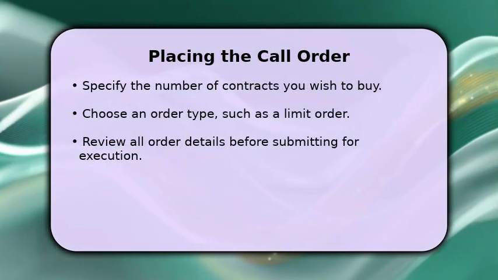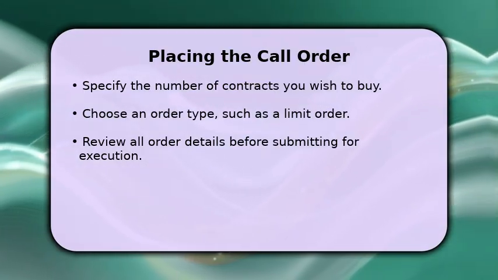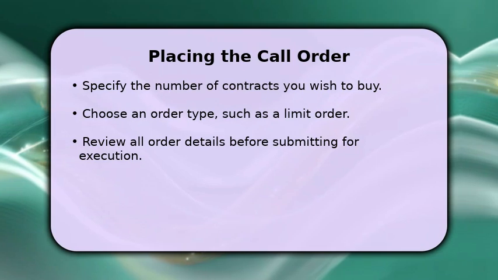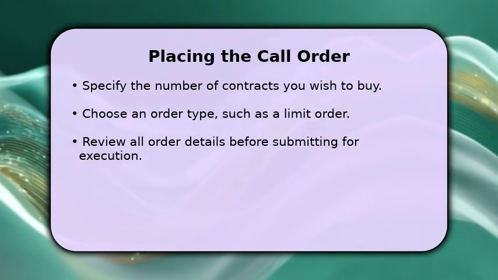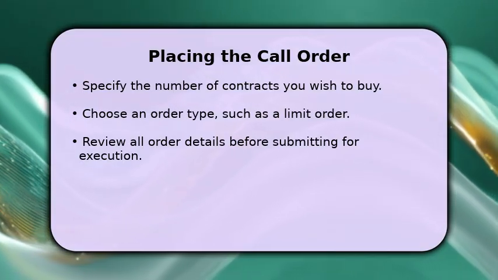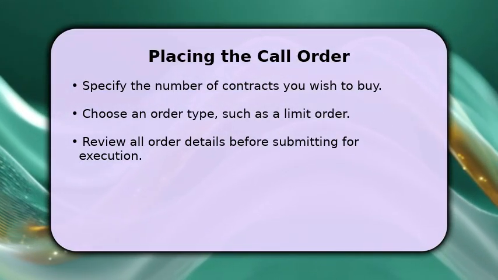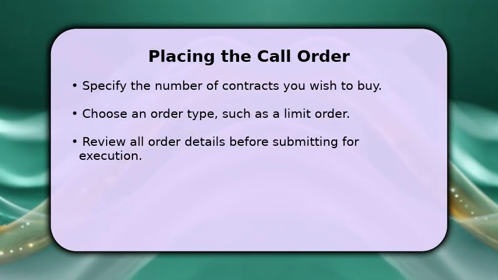With your call option selected, it's time to place the order. Enter the number of contracts you want to purchase. Remember, one contract typically represents 100 shares. Select your order type. A limit order is often preferred for better price control. Carefully review all the order details, including the premium, before confirming your trade.